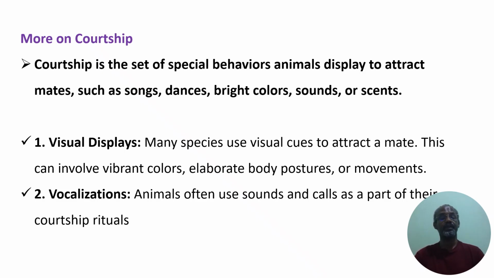More on courtship, let's say more on courtship. Courtship is the set of special behaviors animals display to attract mates, such as songs, dances, bright colors, sounds, scents or some sort of olfactory chemical released. And you do have the visual display, something that the animals observe with their sight sense, with their eyes. Many species use visual cues or visual signs to attract a mate. This can involve vibrant colors, elaborate body postures, or movements, even dances.